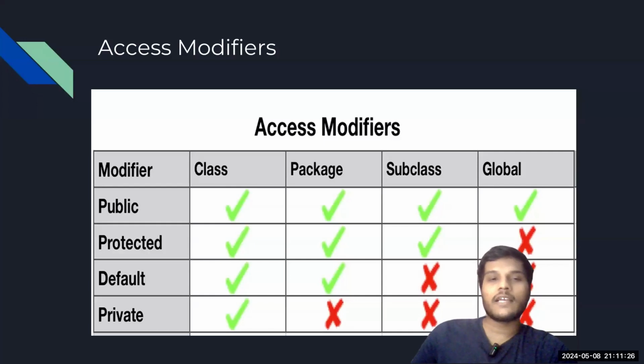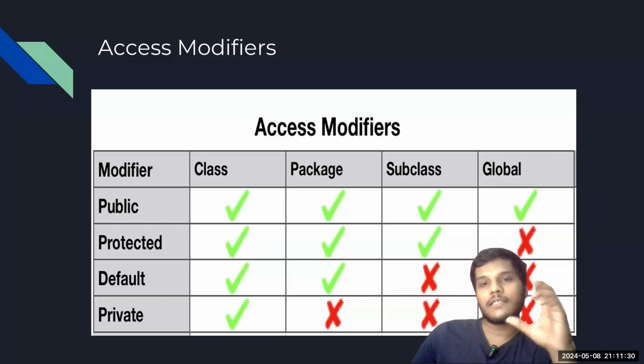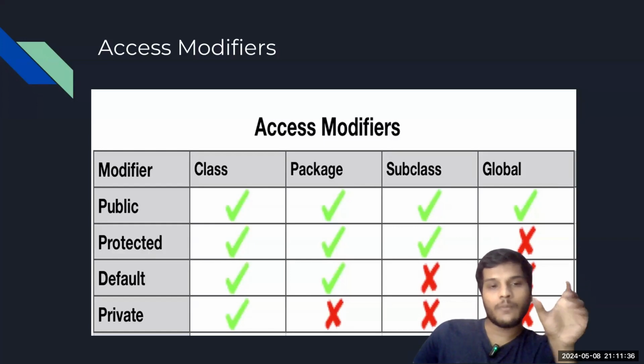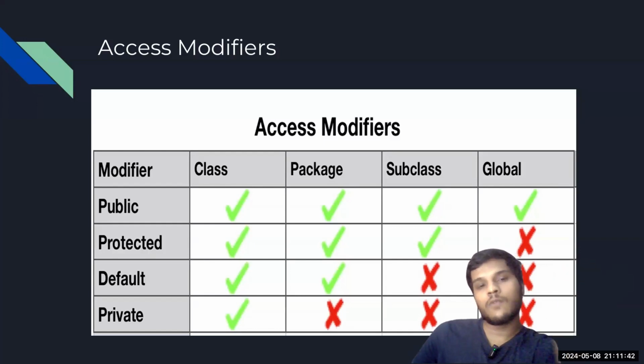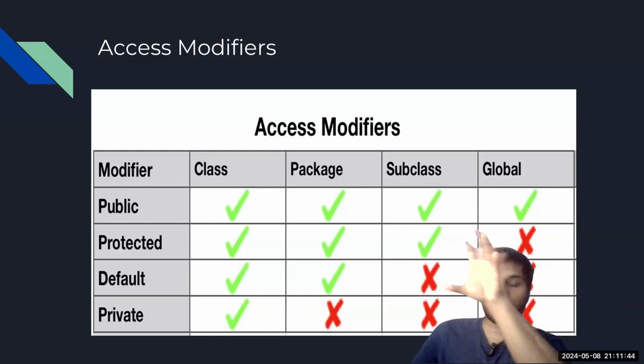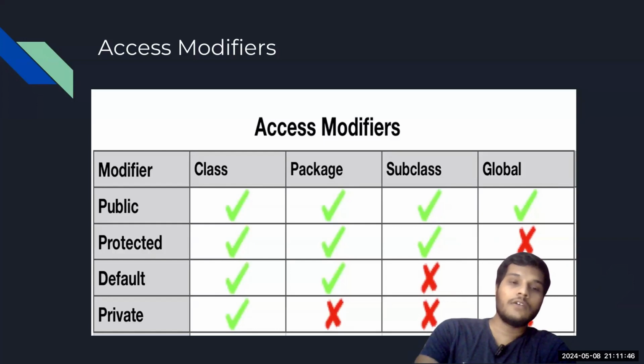So now let's talk about access modifiers. What are access modifiers? Access modifiers are keywords in our programming language. These keywords can control the visibility of our properties and methods in our class. They determine which part of our code can be accessed from other parts of our program. There are basically 4 types of access modifier: public, protected, default, and private.